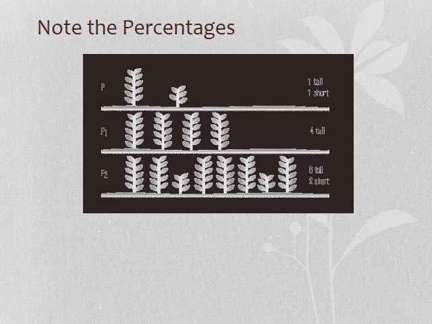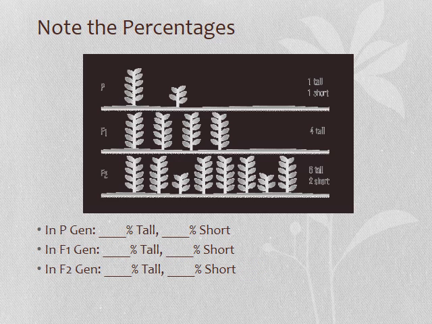Now, if you take a look at the percentages here, in our P generation, or our parent generation, we've got a 50-50 ratio, one tall to one short. In the F1 generation, if you count them up, we got 4 tall. So we have 100% tall and 0% short. Meanwhile, in the F2 generation, we've got 1, 2, 3, 4, 5, 6 tall and 2 short. So we have roughly 75% tall and 25% short.